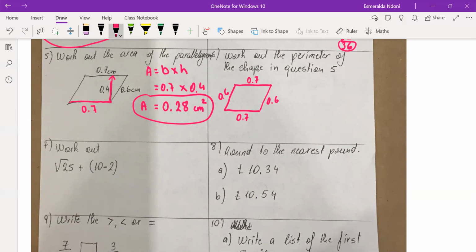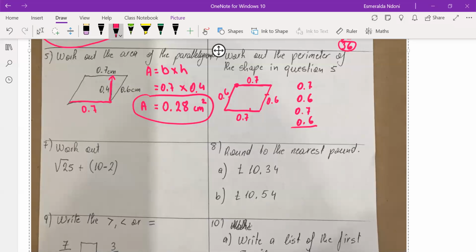So now, perimeter, distance around the 2D shape. We're going to have to go around and add this up. Okay, let's start over here. So we're going to go around. That side is 0.7. This other one is 0.6. Then we go around again, 0.7. And one more side, 0.6. Now I check, I have a four-sided shape and I have 4 numbers. So I have the right number of numbers to add up.